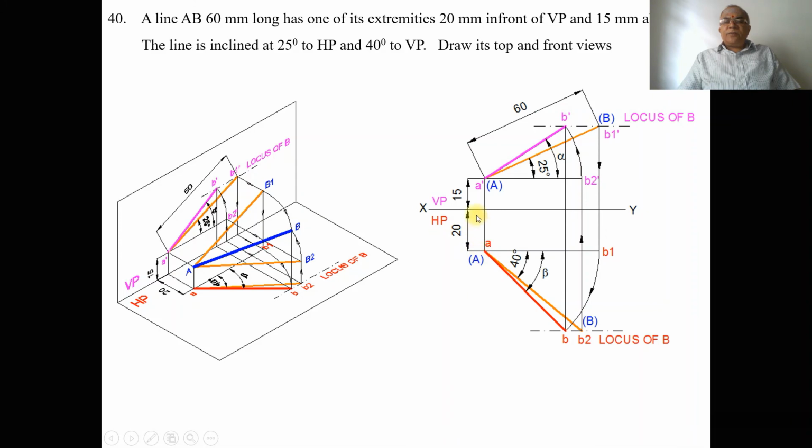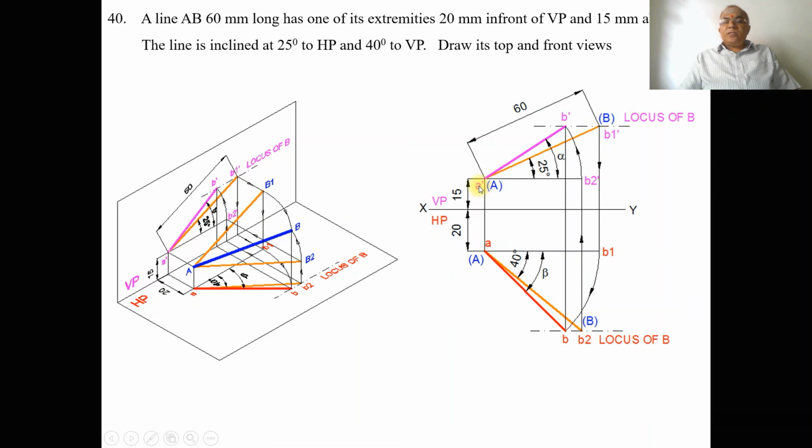A is in front of VP by 20 mm, so B1 should also be in front of VP by 20 mm. Therefore, you project from B1 dash directly onto the locus of A, such that AB1 will be in front of VP by 20 mm. Due to the presence of the locus of B in the top view, with A as center, taking the radius of AB1, you rotate it such that it cuts the locus of B in the top view. So you mark this point as small b and join A to B with a dark line.